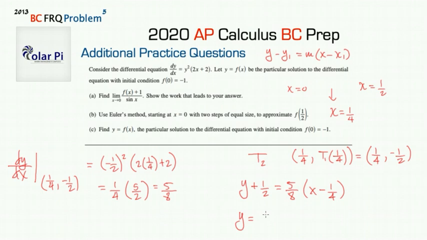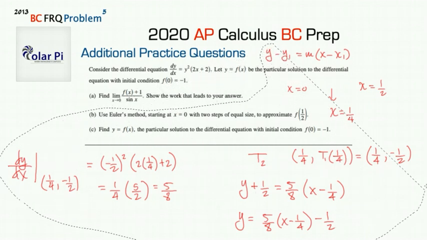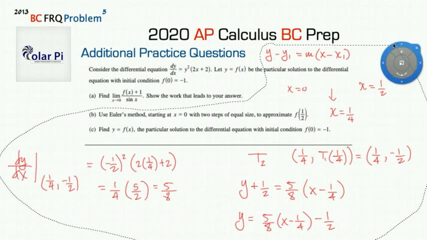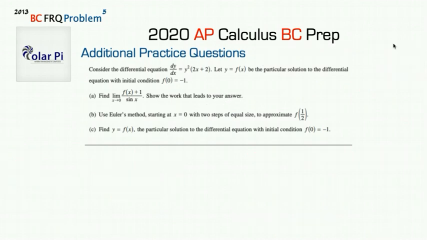So y is going to be 5/8 times x minus 1/4, and then minus 1/2. Since this is T2, just plug in 1/2 in here, and that's going to be our approximation of f of 1/2. Again, other than not being good at arithmetic, I don't enjoy it. So I've taught you everything you need. You can plug in 1/2 for x there to figure out f of 1/2 approximately. So I'll let you do that.